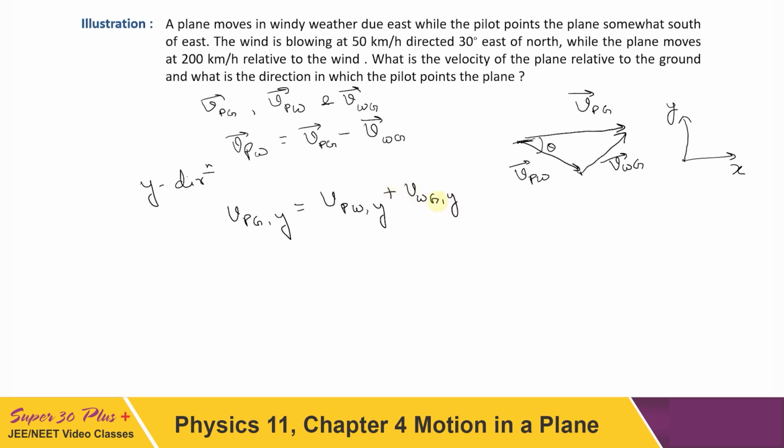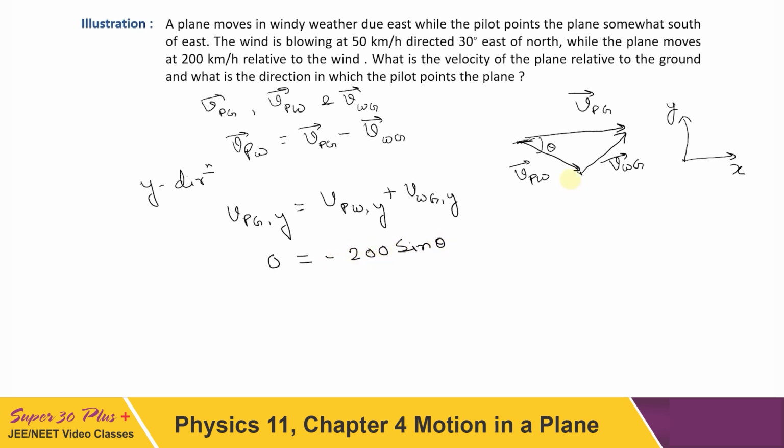As I had discussed earlier also, there should be no vector sign above the components written. So no vector sign has to be put here. Now what is the value? VPG, as you can see, is along x-axis. So its y component has to be 0. And we got 0 is equal to, this is minus 200 sine theta.